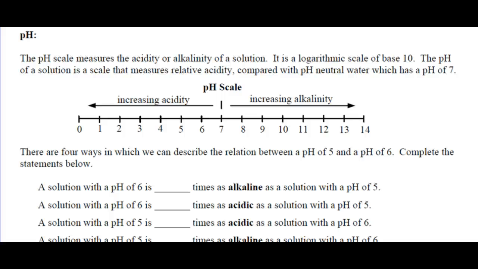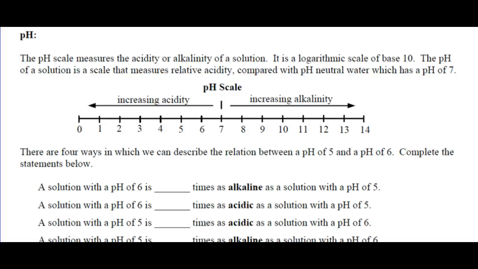The pH scale measures acidity or alkalinity of a solution. It's a logarithmic scale base 10, which just means that every movement of 1 on the scale is 10 times more or less intense, depending which way you're going. The pH scale measures relative acidity compared with the pH of neutral water, which has a pH of 7, so your basic distilled water. As you go down on the pH scale, you are increasingly acidic. As you go up, you're increasing alkalinity.